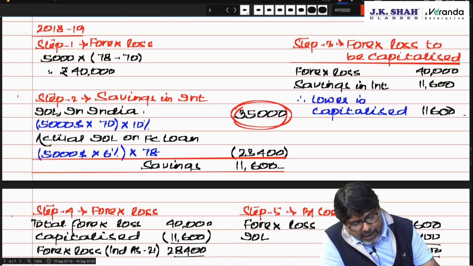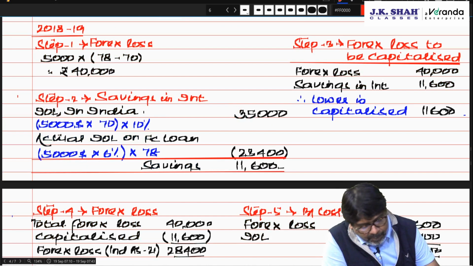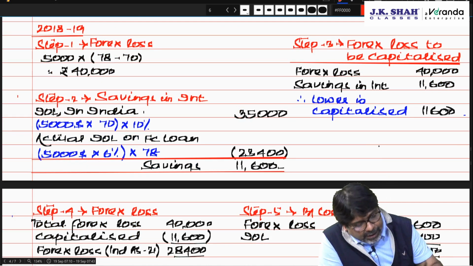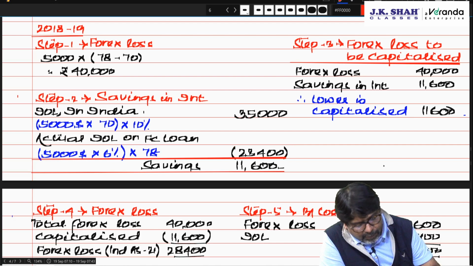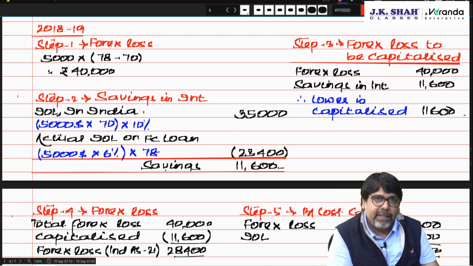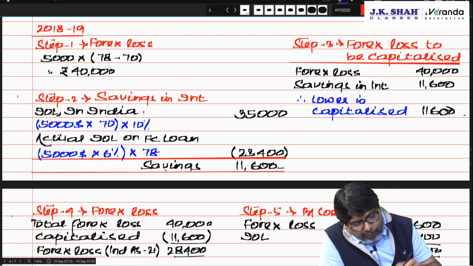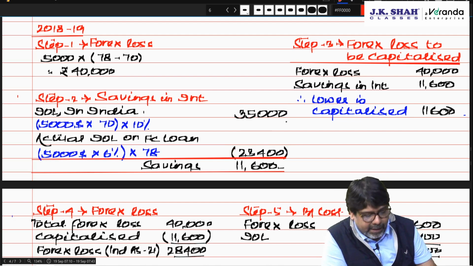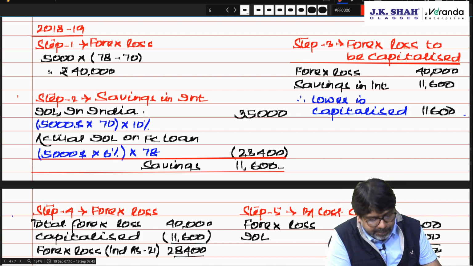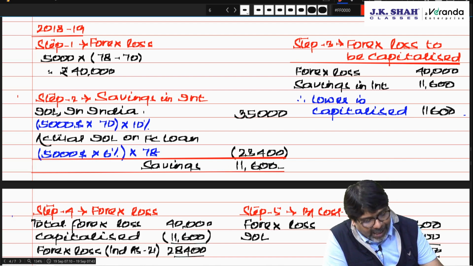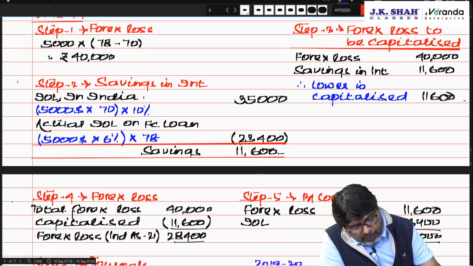That means your interest in India would have been 35,000. Actual interest on loan is how much? $5,000 into 6%, that is $300. $300 at the year-end rate of 78, so $300 into 78 is 23,400. So 23,400 is the interest which you are paying abroad. If you were in India, you would have paid 35,000 interest. Since you are abroad, you are paying only 23,400. So how much interest did you save? 11,600. So I will allow you to capitalize 40,000 or 11,600, whichever is lower.